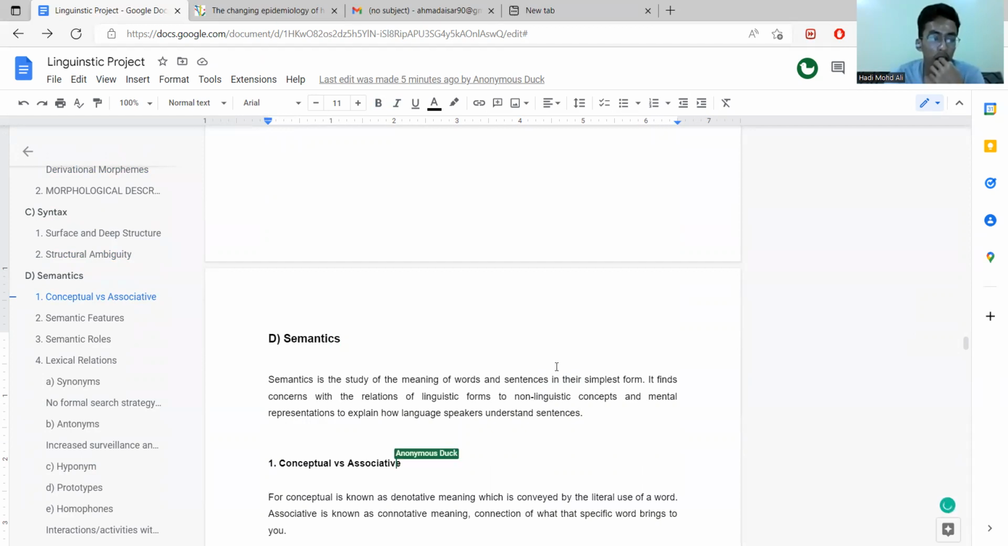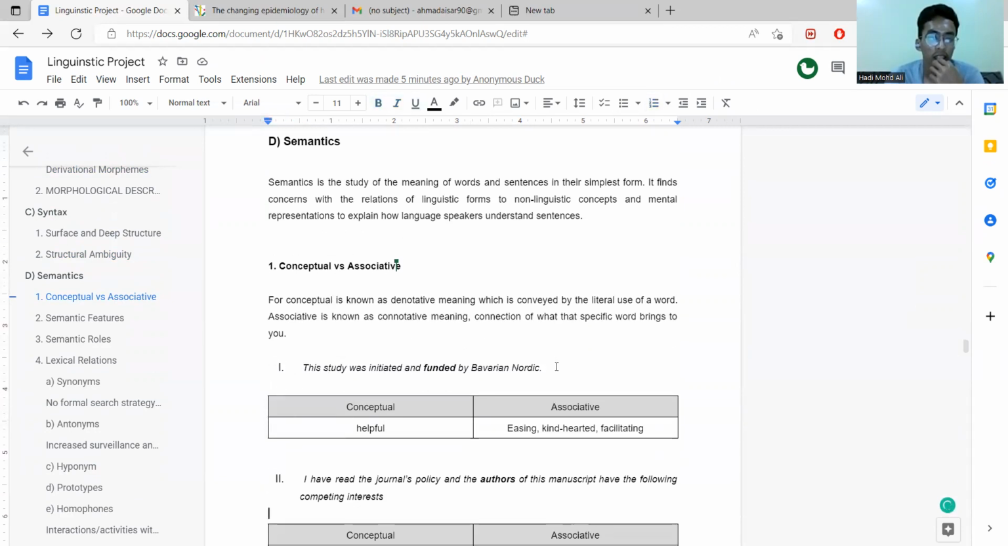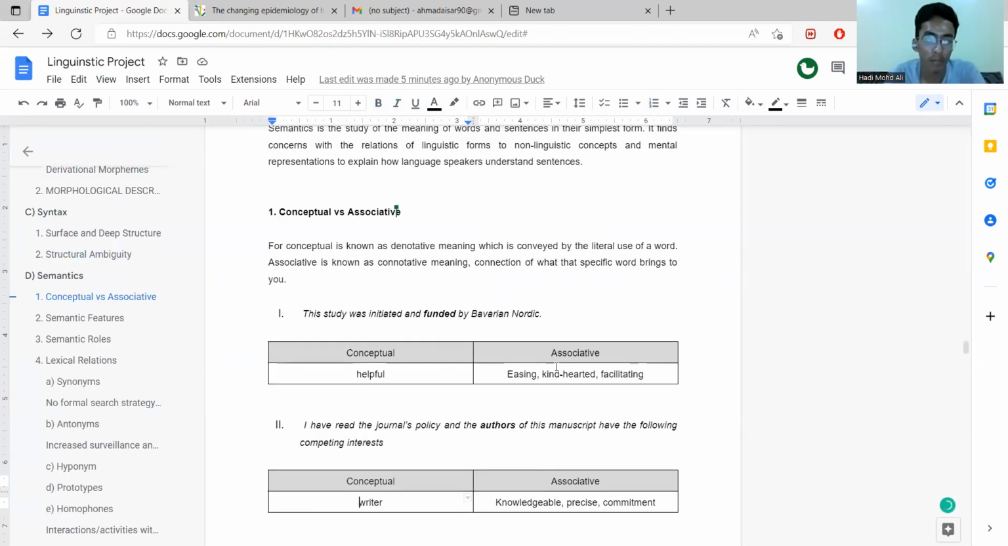The meaning of this part is known as denotative meaning, which is conveyed by the literal use of a word. For example, the first example is: the study was initiated and funded by Bavarian Nordic. So funded, the conceptual meaning of it is helpful, but the associative, the deeper meaning, is like easing, kind-hearted, and facilitating.